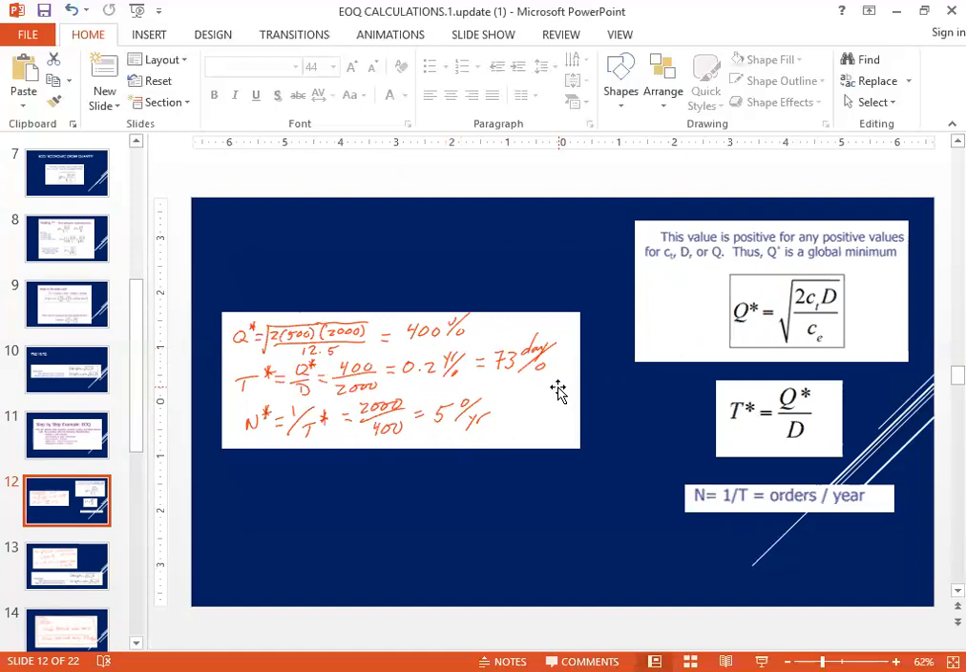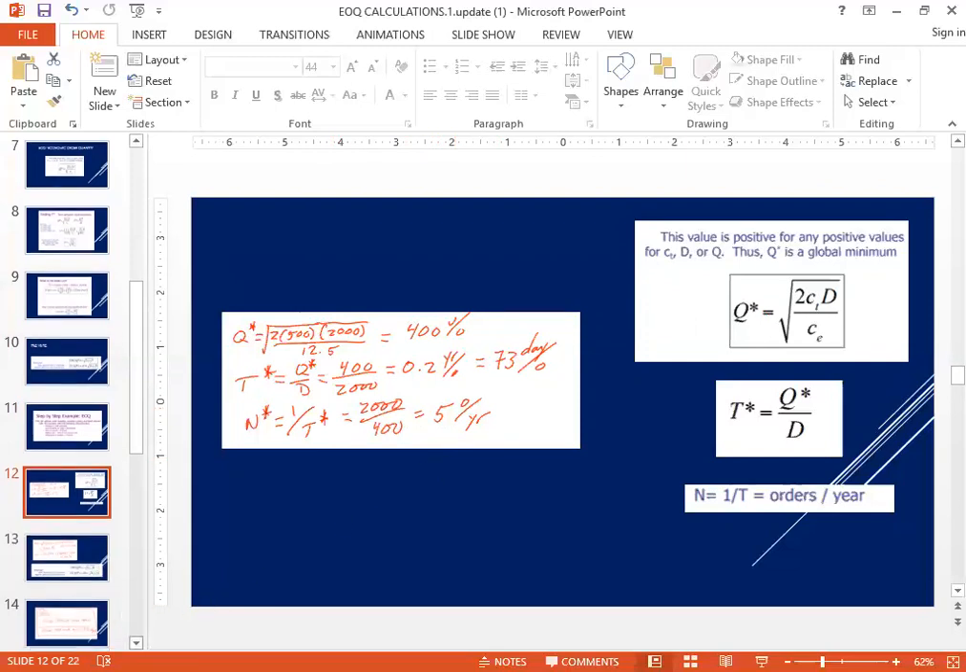Now, if I want to know how many orders I'll be placing in a year, I take the inverse of T, and basically I say, 1 over 0.2. Another way of doing this would be D over Q star, which will be 2,000 over 400, and that will give me 5. So I will know immediately that I will be placing 5 orders per year.